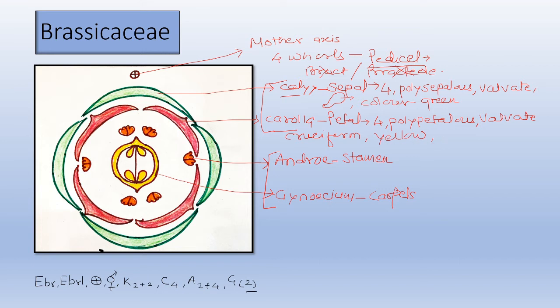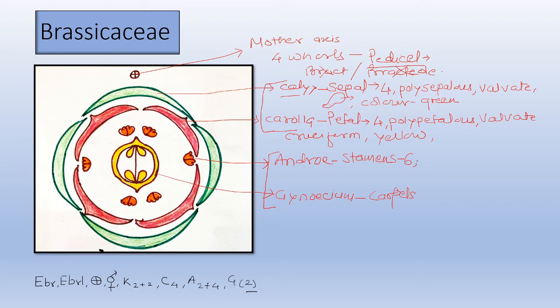That also you have to mention while describing the petals, sepals, etc. Then the next whorl, inner to that, is the androecium whorl, which consists of the member stamens. So we have to count the number of stamens. The stamens are 6 in number.